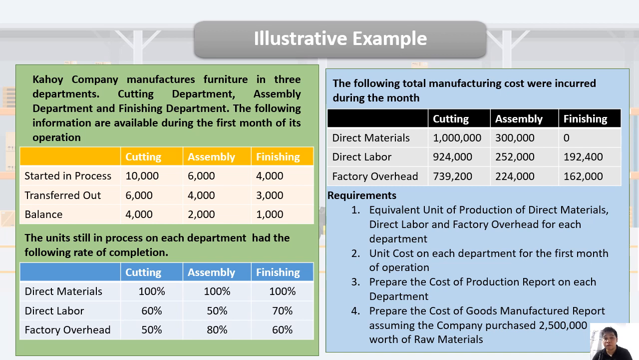But before that, we have to go through the process under process costing. So number 1, we have to compute for the equivalent unit of production. In this case, because our rate of completion is different depending on the manufacturing cost, we have to compute for the equivalent unit of production for each manufacturing cost. The equivalent unit of production of direct materials is different, the equivalent unit of production of direct labor is different, and the equivalent unit of production of factory overhead is also different. So let's proceed to satisfy requirement number 1, which is the computation of the equivalent unit of production.